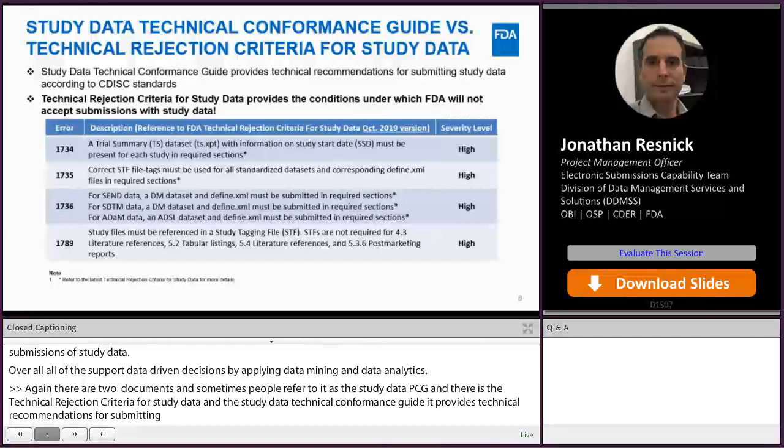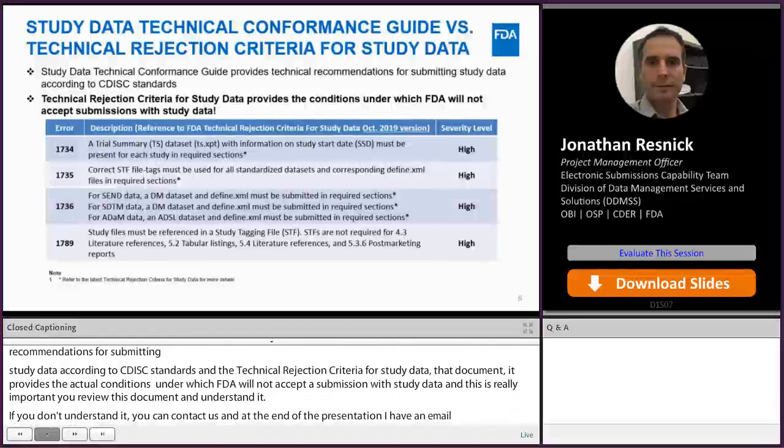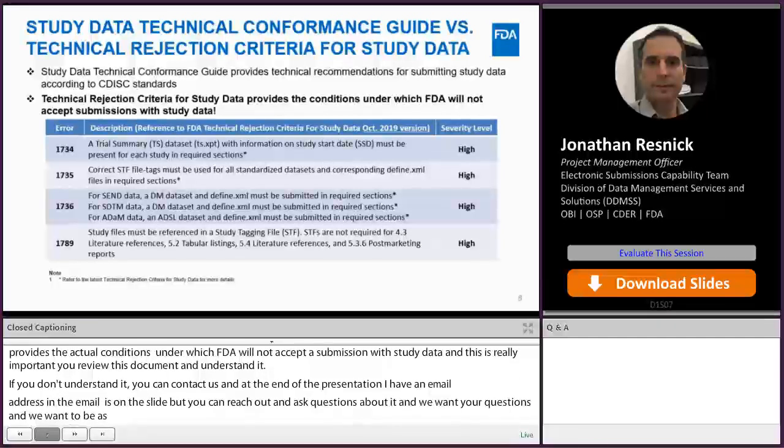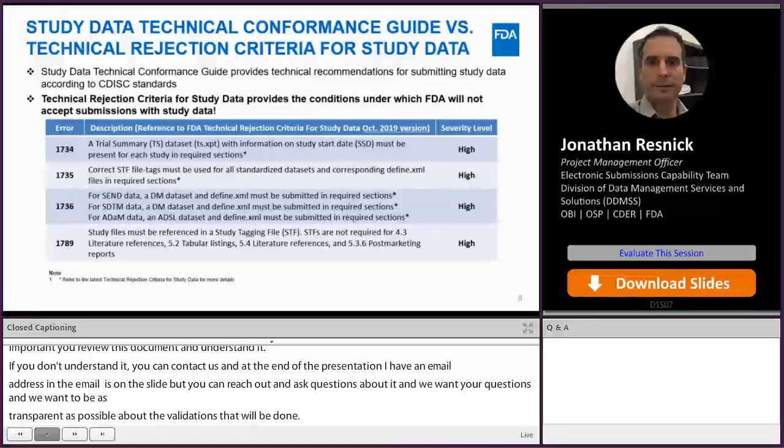And if you don't understand it, you can contact us. At the end of this presentation, I have an email address. It's edata@fda.hhs.gov on the slide. You can reach out and ask questions about it. We want your questions. We want to be as transparent as possible about the validations that will be done. The table below shows the 4 main validations that are discussed when it comes to a submission containing study data. My colleague Heather Crandall's presentation will be going over these, and hopefully that will become clearer if it's not already.